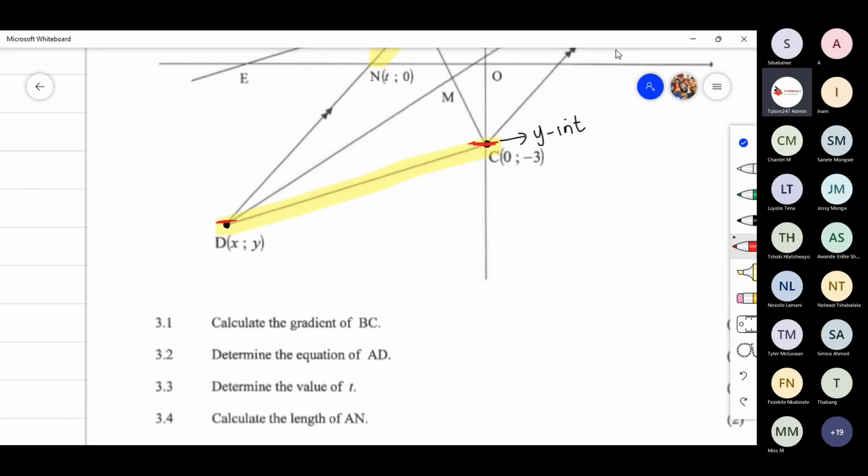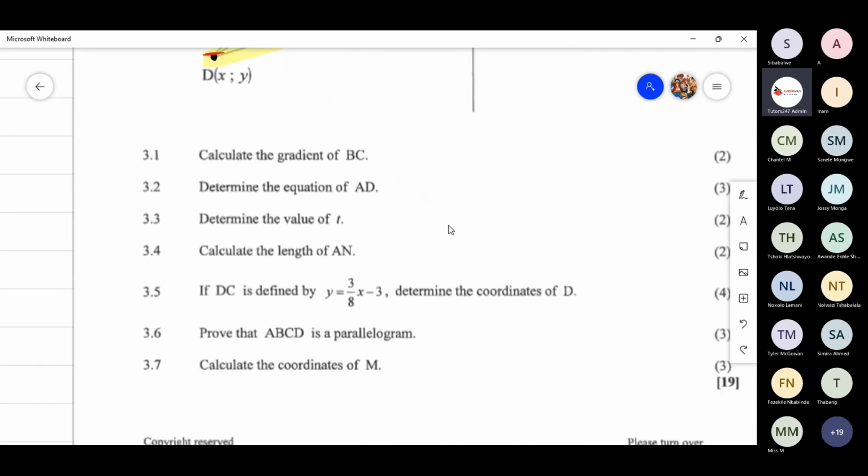Okay, so our next question, we just completed 3.5. So our next question is 3.6. We need to prove that ABCD is a parallelogram.